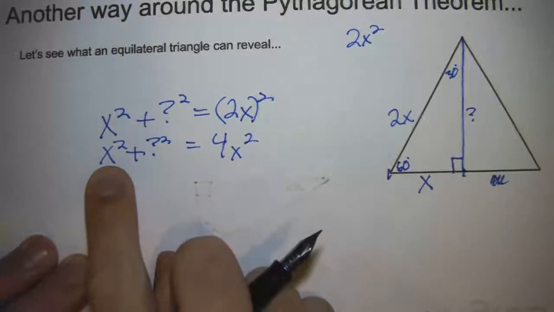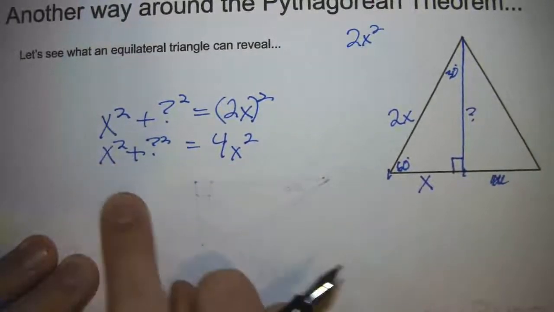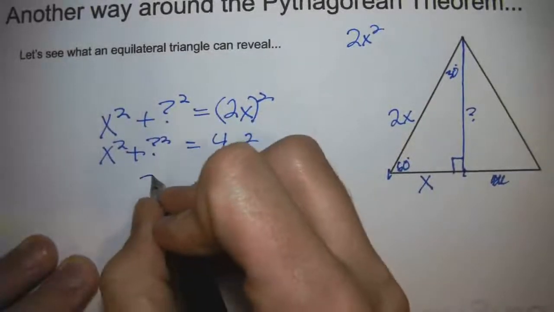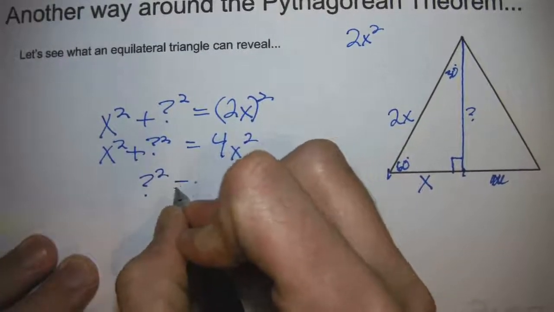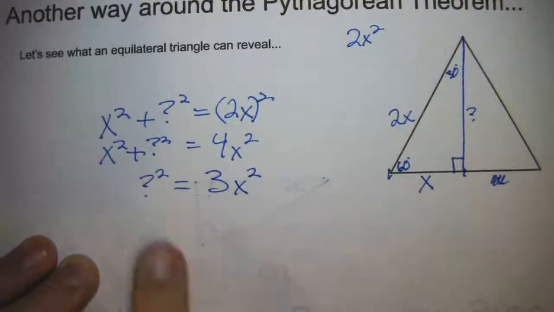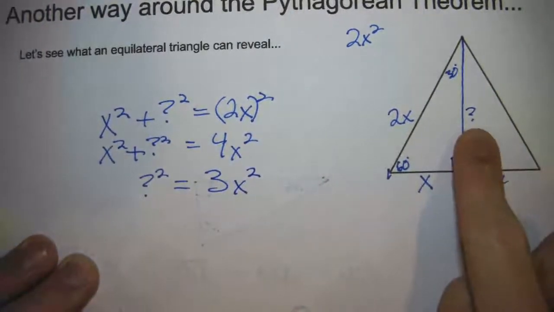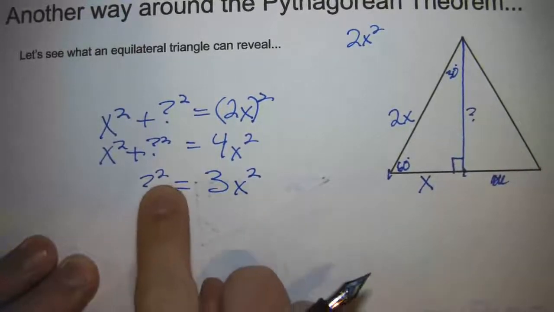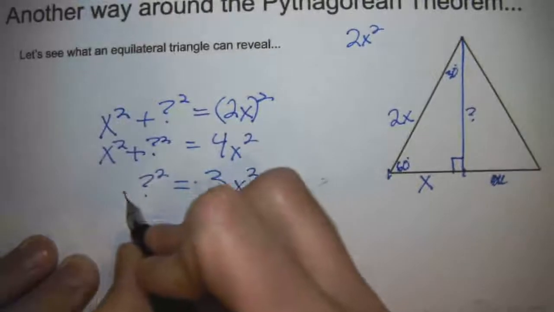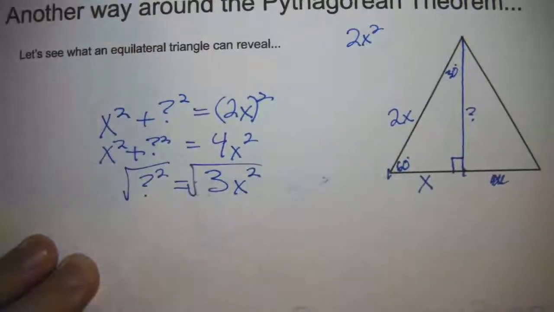The next thing we're going to do is subtract an x squared from both sides. So if I have 4 of them here and 1 of them there and I subtract, I will find that my unknown squared is 3x squared. All right, so we're almost there. But notice I want to know what this unknown is all by itself, not the unknown squared. So let's keep working. To get rid of that power of 2, we'll use a square root.